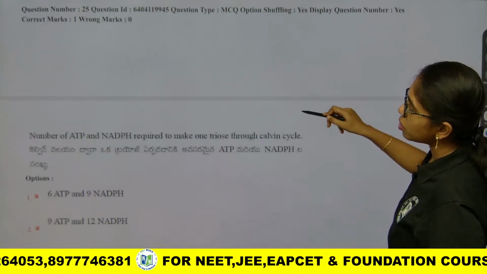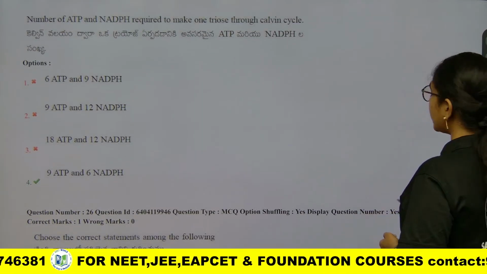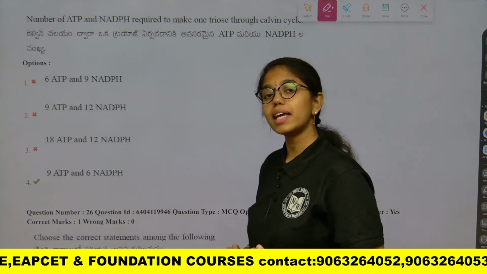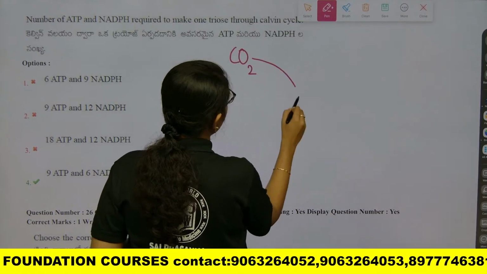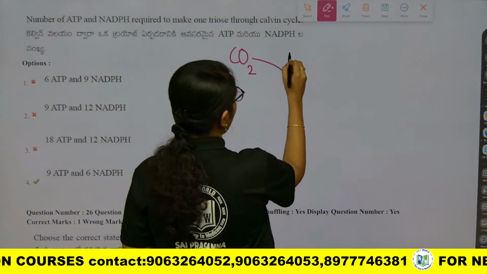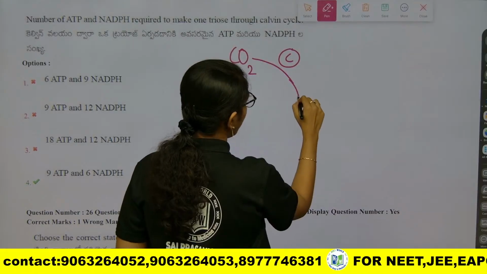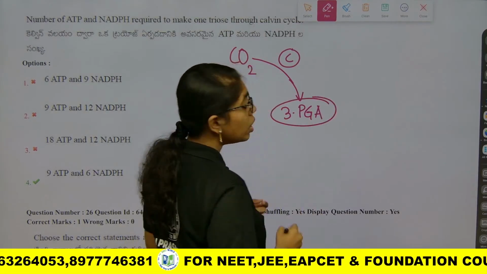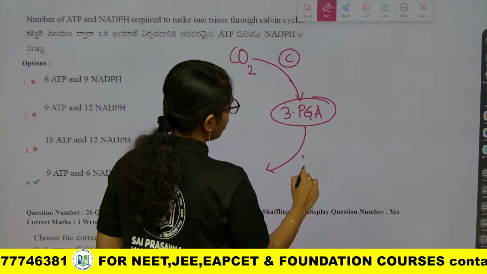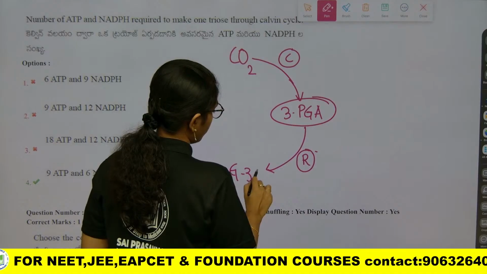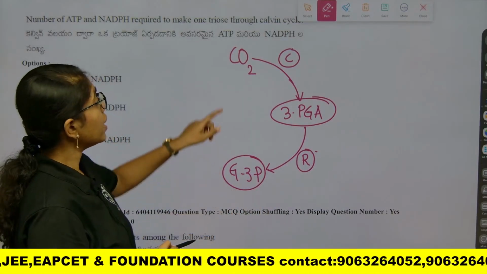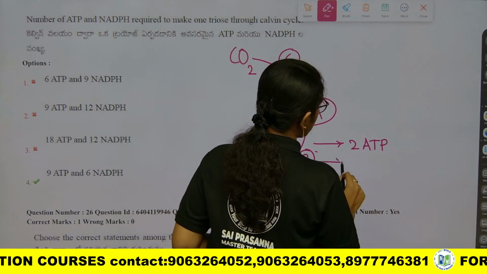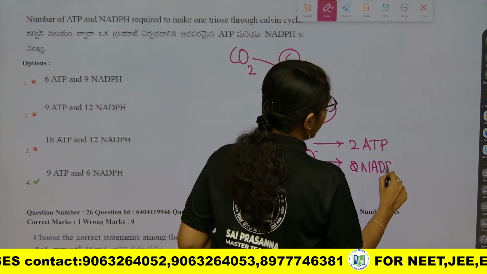Next. This question asks the number of ATP and NADPH required to make one triose through the Calvin cycle. In the Calvin cycle, we all know that to fix one carbon dioxide, three major steps happen: carboxylation and then reduction. After carboxylation, it is fixed in the form of phosphoglyceric acid. This is reduced to glyceraldehyde 3-phosphate, wherein for one carbon dioxide molecule 2 ATP and 2 NADPH are used.